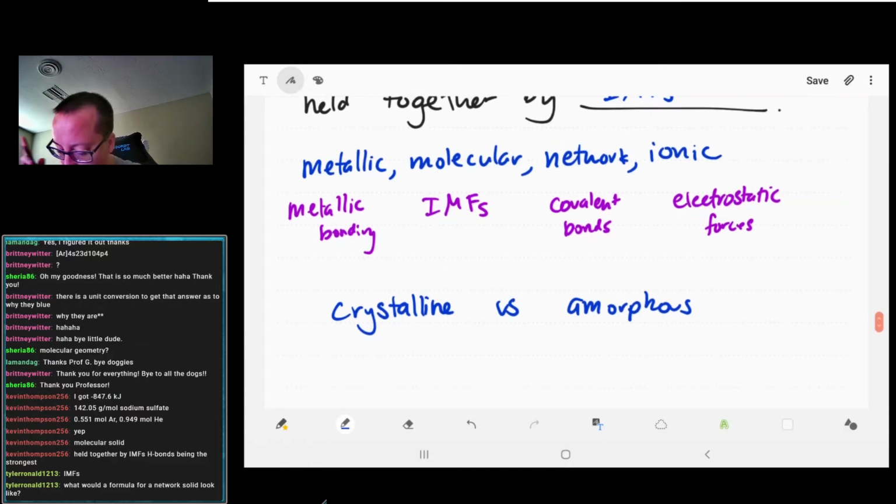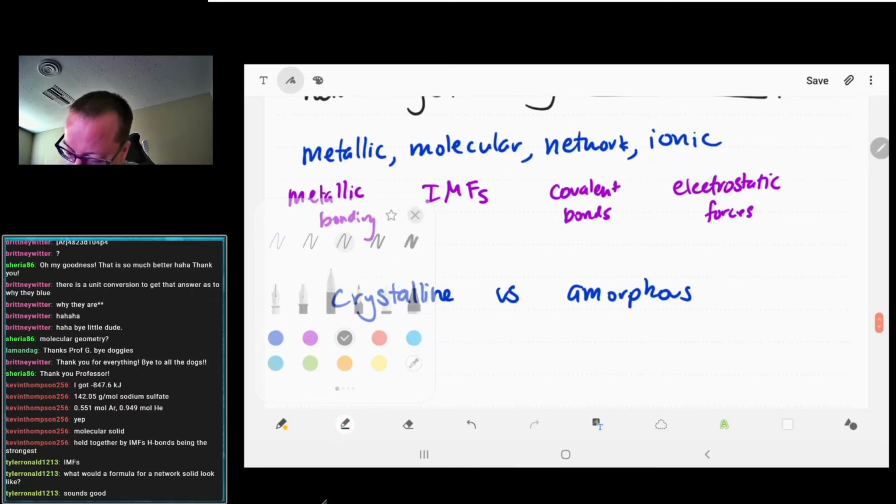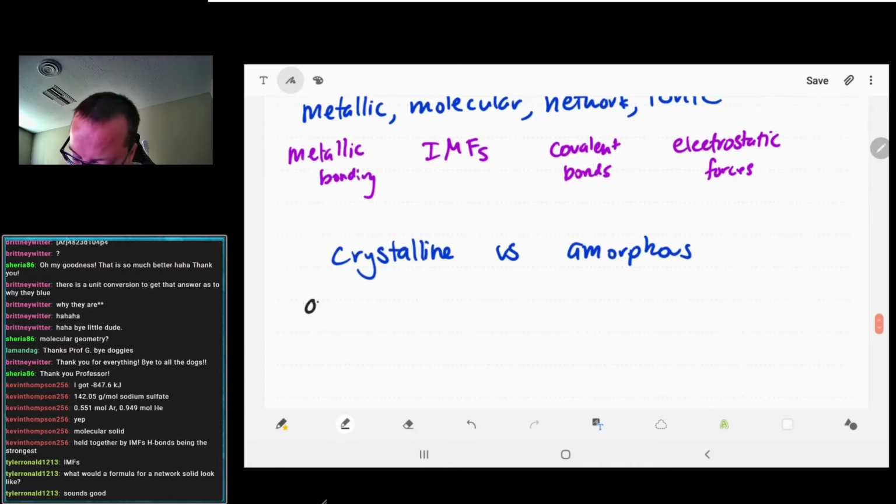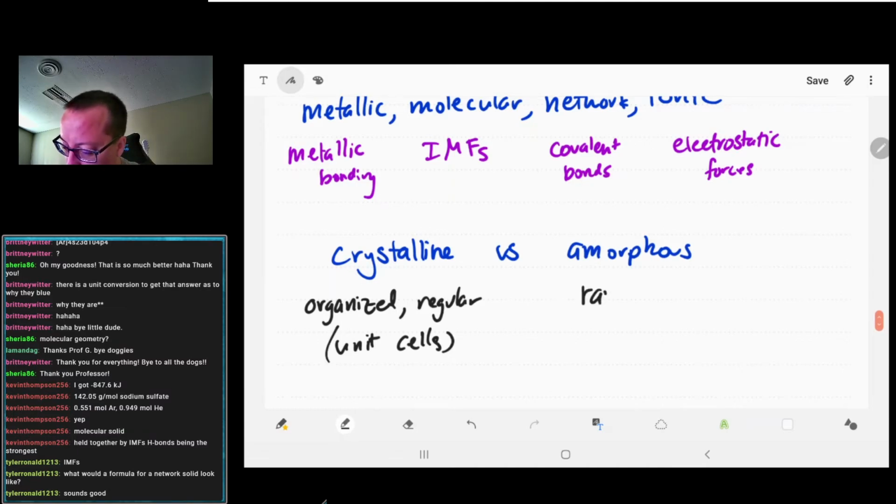Let's do this and then we'll get back to your question, Tyler. The difference between a crystalline and amorphous solid is that crystalline is organized and regular, and they have unit cells. Amorphous is kind of random, disorganized, and would not have unit cells, because unit cells are repeating patterns.